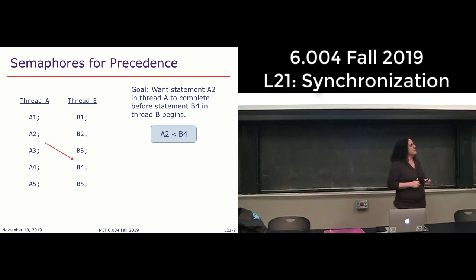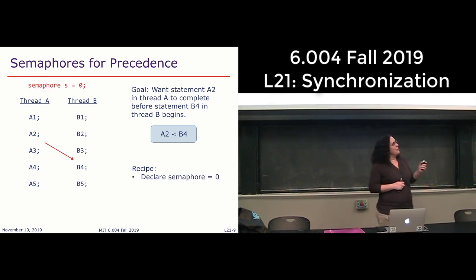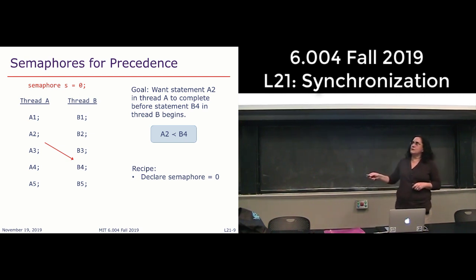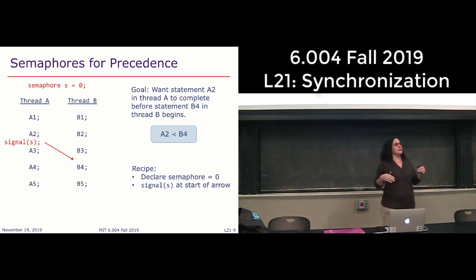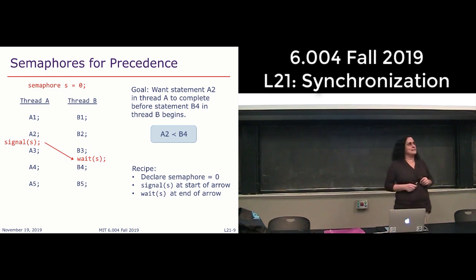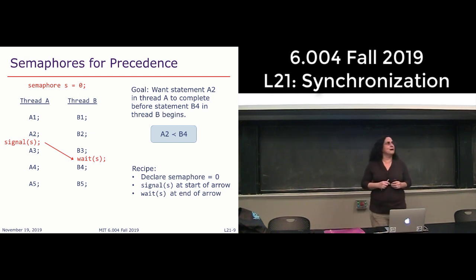Well, we follow basically a very simple recipe. The recipe is as follows. I'm going to define a semaphore and initialize it to 0. And then, once I've executed the instruction that's at the beginning of the arrow, I'm going to signal my semaphore, so that will increase the value by 1. And then, at the end of my arrow, I'm going to have a wait for my semaphore, which is going to make sure that this instruction is not executed before this signal happened.